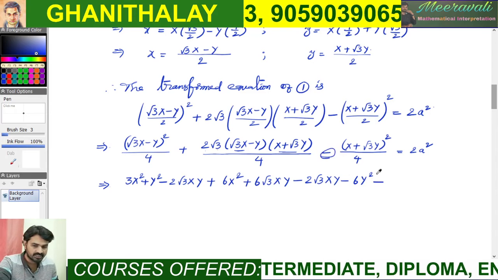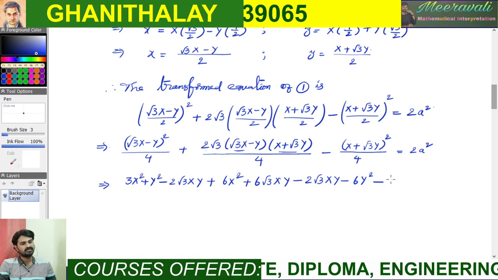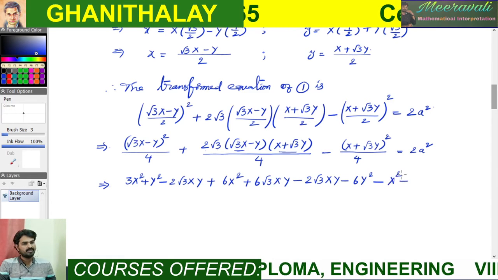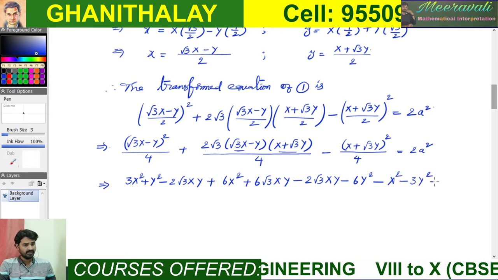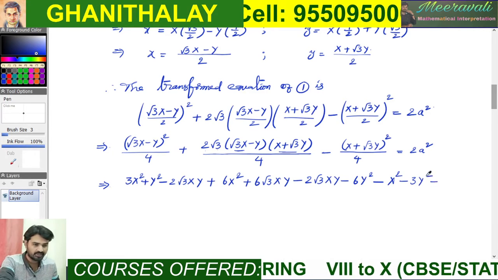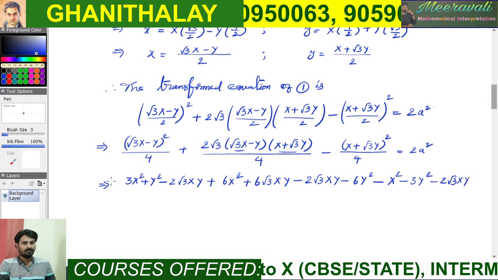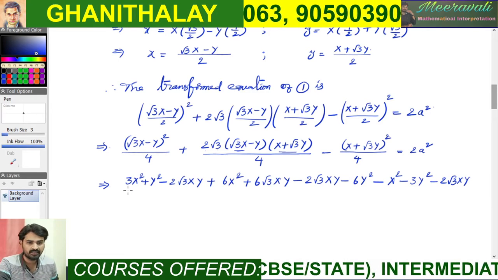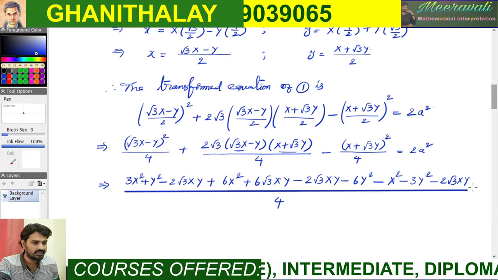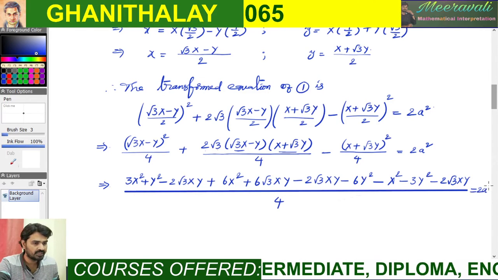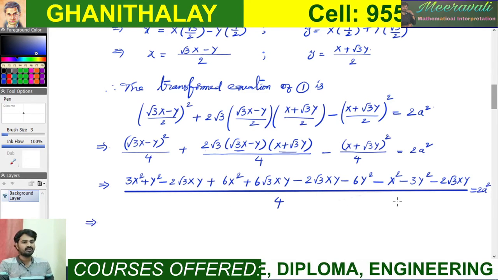Now I am going to change the signs of the (x plus root 3y) whole square expansion terms, that is x square plus b square, so you can change the sign, 3y square. Next one minus 2ab, plus 2ab, that will get the minus 2ab, 2 root 3 xy, by, finally how much you will get here, by 4, by 4 is equal to 2a square. Okay, now in the next step I am going to do the cross multiplication.